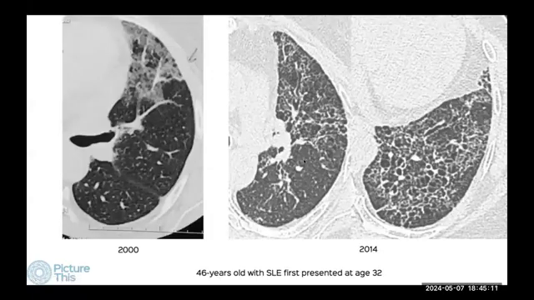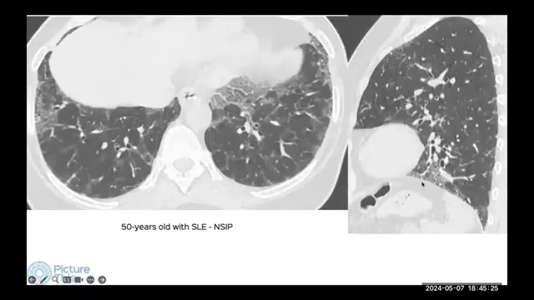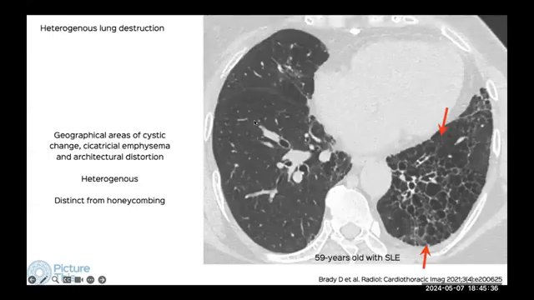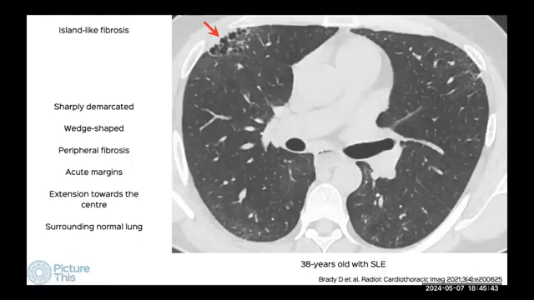in another patient. This patient over 14 years has shown a UIP-like pattern, but what you're predominantly seeing is traction bronchiectasis with extensive cystic change and heterogeneous lung destruction. Whereas here is a 50-year-old with NSIP who shows a classic NSIP pattern. You have non-dependent involvement here with reticular opacities and traction bronchiectasis. This patient also has heterogeneous lung destruction. I showed this image earlier as well.